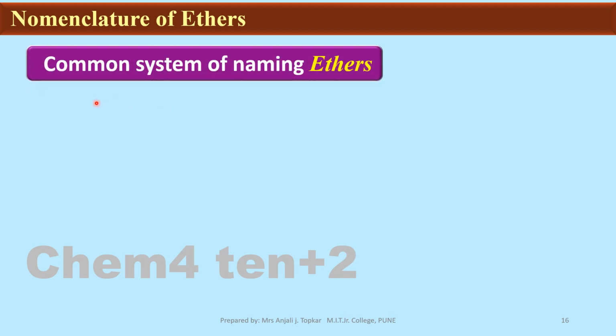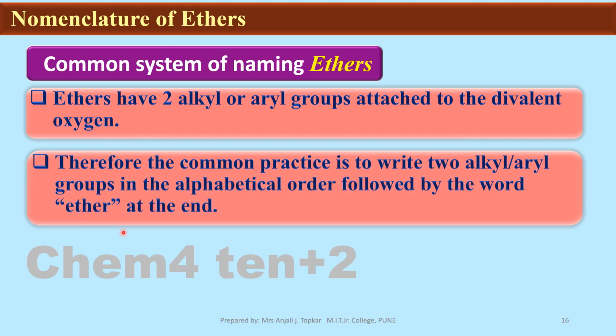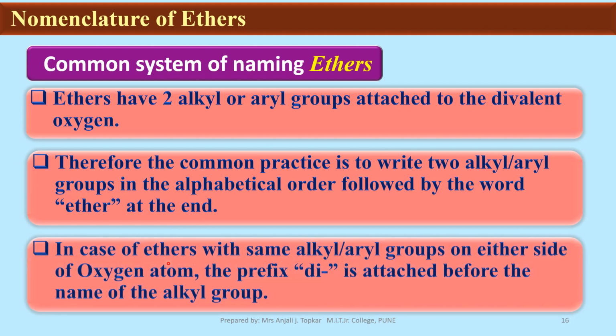Let's talk about the naming of ethers by the common name system. Ethers have 2 alkyl or aryl groups attached to the divalent oxygen. Therefore, the common practice is to write the 2 alkyl or aryl groups in alphabetical order, followed by the word ether at the end. In case of ethers with the same alkyl or aryl groups on either side of the oxygen atom, the prefix di is attached before the name of the alkyl group.